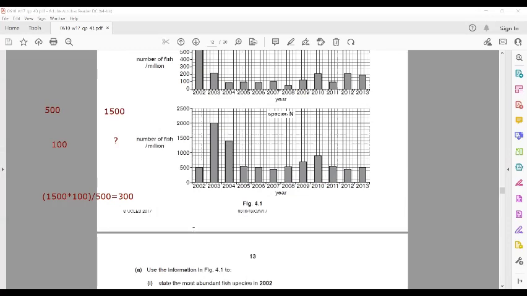So the answer is 300% change. The change is 300%.